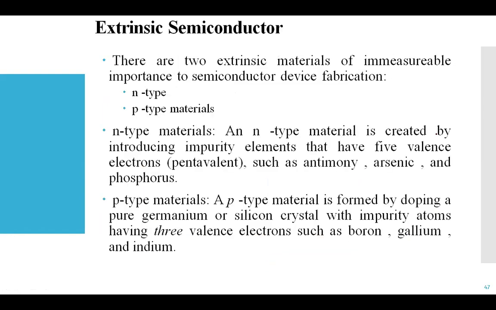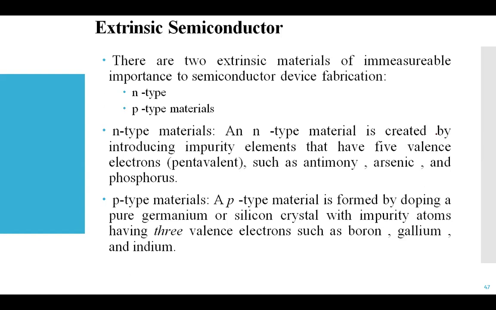Now the same thing, as we discussed previously, for the extrinsic semiconductor material, there are two types we are using, the n type material and the p type material. What is n type material? The n type material is created by introducing impurity elements having 5 valence electrons, that is, pentavalent, such as antimony, arsenic, phosphorus. They have 5 valence electrons, and that is what we call pentavalent. We add that type of material into the pure semiconductor material like silicon, so that it is the N type semiconductor.